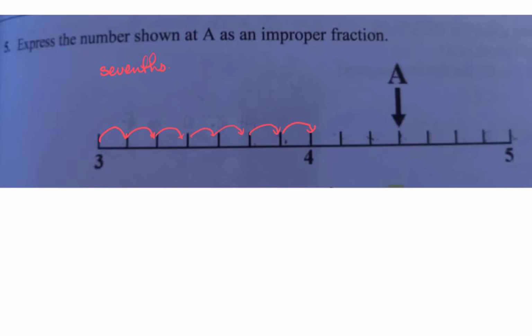So let's continue counting. If we count another 7, this is going to be 4 and 1/7. Then we'd have 4 and 2/7. Next, we'd have 4 and 3/7. So your answer here is 4 and 3/7.